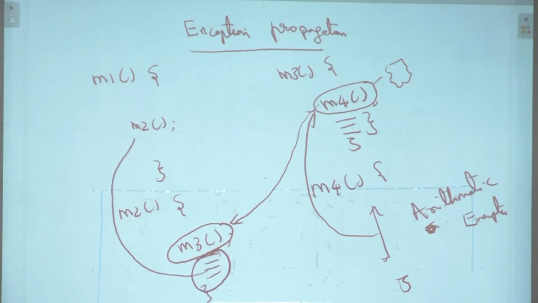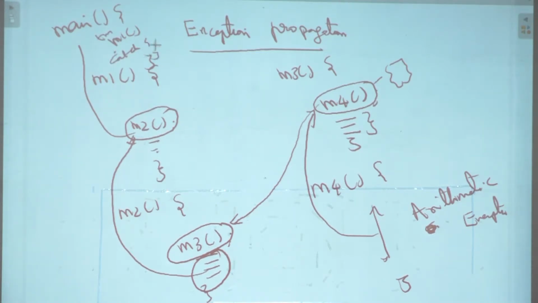Again, the exception propagated to M1, which had invoked M2. Now it depends on M1 whether it wants to catch the exception or not. Otherwise, it will propagate, this will be skipped, and it will propagate to main. And let's pretend main catches this exception. So in main, which calls M1, the exception is caught by writing a try block and a catch block. So the exception is caught here.